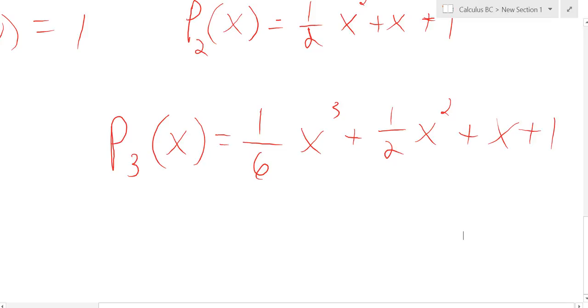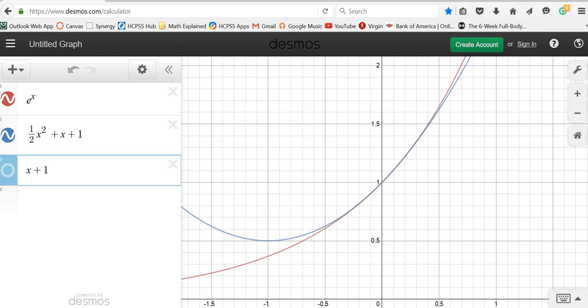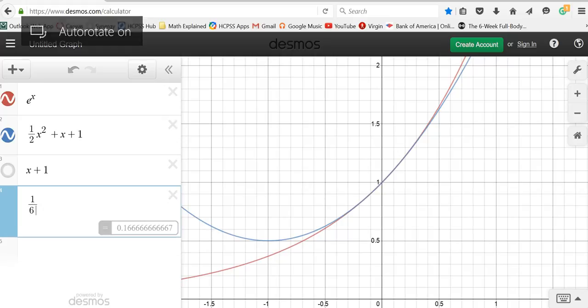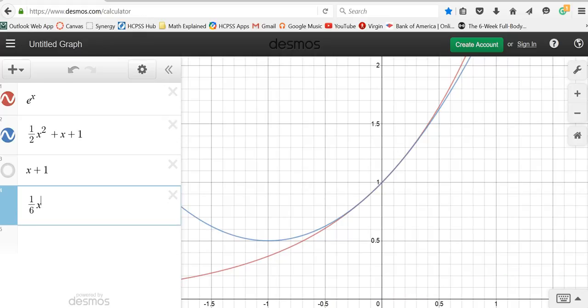But let's go back to our graph again. Let me graph this one. 1/6 x to the third, plus 1/2 x squared, plus x plus 1. Okay.